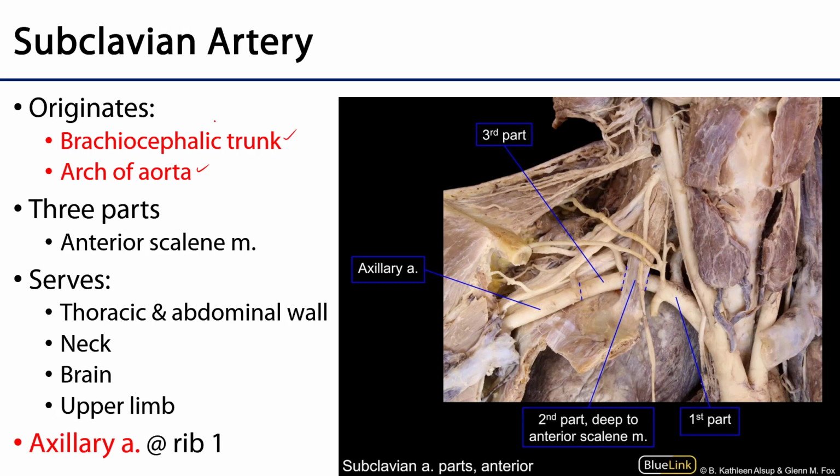It's tripartite. So from its origin until its terminus, which is at the lateral margin of rib 1, there are three parts. And these parts are designated by their relationship to this muscle here, which is the anterior scalene muscle. Everything medial to the anterior scalene is the first part. Any branch that comes off behind the anterior scalene is from the second part. And anything that comes off of the artery lateral to the edge of the anterior scalene is of the third part. The subclavian artery, when it crosses that plane of the lateral margin of rib 1, becomes the axillary artery that will be transmitted through the axilla.